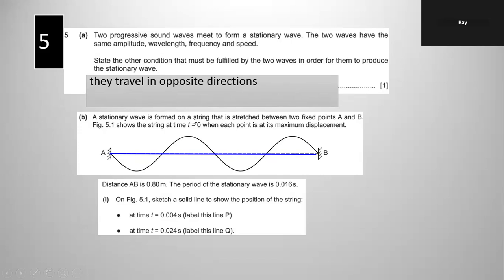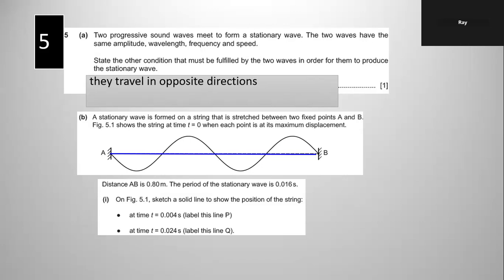Can I also write they must superpose? Superposition, superpose. Why do you want to say superpose? If they are traveling in opposite directions, they will superpose. We are using the principle of superposition. But can I write superpose also? They will travel in opposite directions, so to get the resultant, we use the principle of superposition.